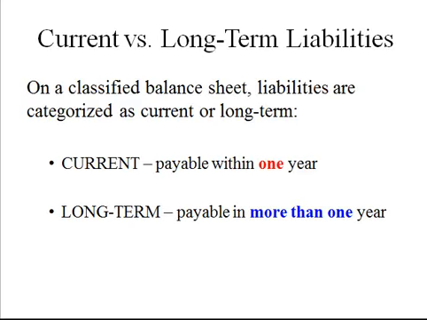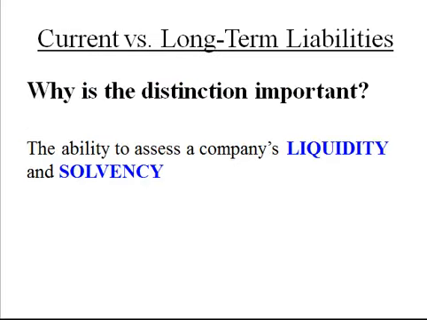In Chapter 8, we'll review current liabilities. A current liability is a liability that is payable within 1 year. On the balance sheet, a classified balance sheet, we distinguish between current and long-term liabilities. Long-term are those payable in more than 1 year. The distinction is important in order to assist financial statement users in assessing a company's liquidity and solvency.